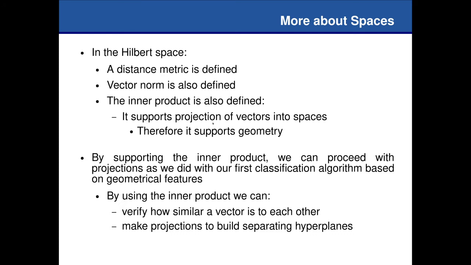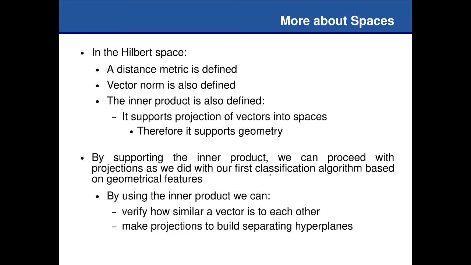So it supports the projection of vectors into spaces. And as a consequence, it also supports geometry. It supports us to compute geometrical shapes and distances and relations. That's really interesting to think about, and to try to imagine what would happen if we couldn't compute inner products. Could we have the solution for the support vector machines? You're going to check it out. That would be impossible. So by supporting the inner product, we can proceed with projections.